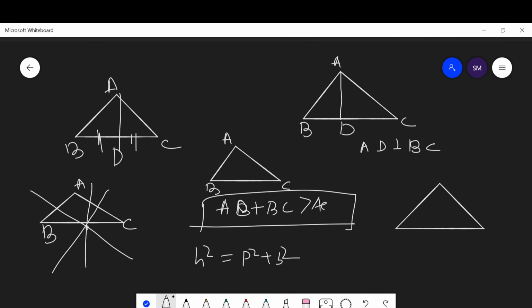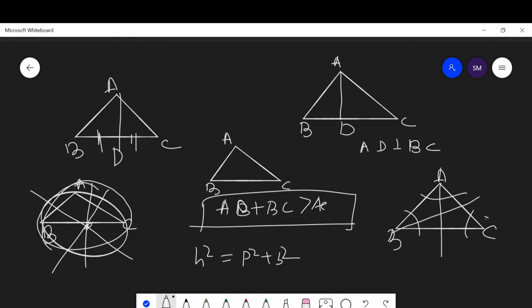The circumcircle passes through the vertices of the triangle. This is called the circumcircle. Now suppose ABC is a triangle. Then the angle bisector of angle A, angle bisector of B, and angle bisector of C have their concurrent point at O here. This is called the in-center, and this is called the in-circle, which touches each side of the triangle.